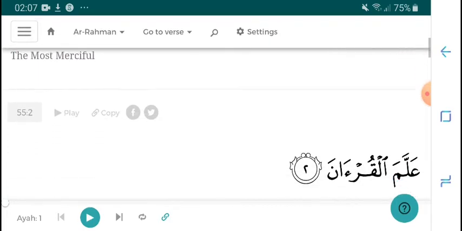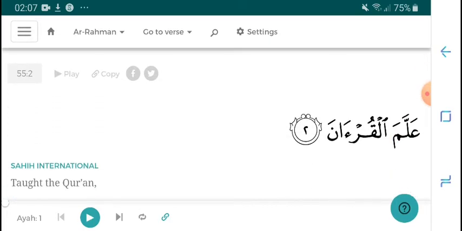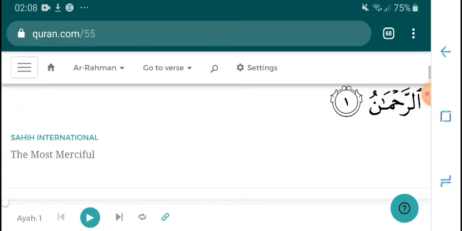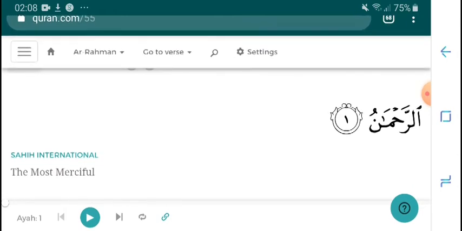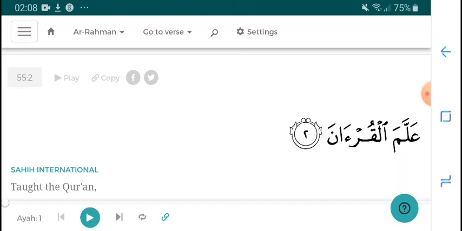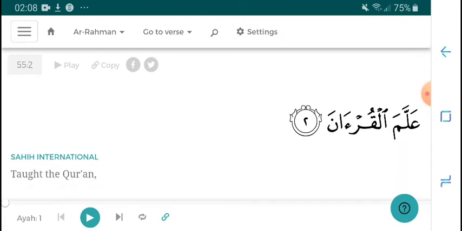Now, if we go to the next ayah, we have Allama. Allama is a verb. This means "he taught". Who is he? The he is this, the most merciful. Why? Because it's got a Dhamma on the end. Now, he taught what? What did he teach? He taught the Al-Qur'ana.